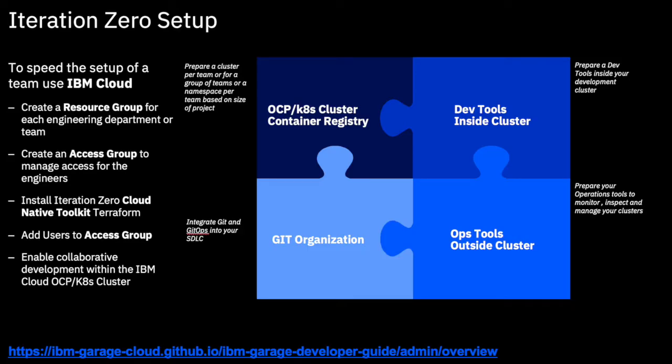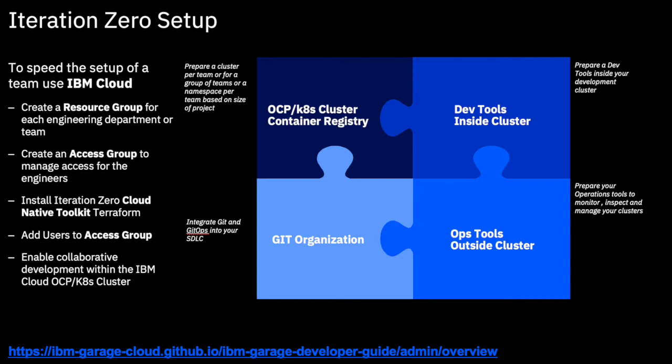The Cloud Native Toolkit is delivered as Terraform infrastructure as code, and it will provision a resource group and provision an access group with the necessary IAM policies to enable developers to be easily added to a development environment and for them to continue to focus on building cloud native microservices.